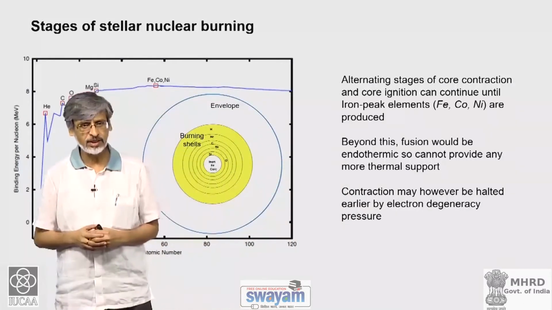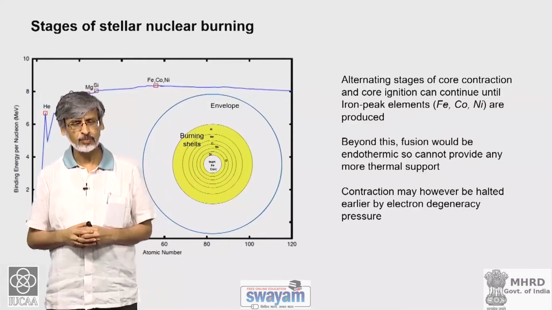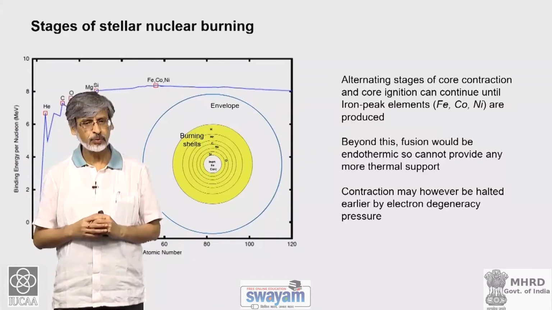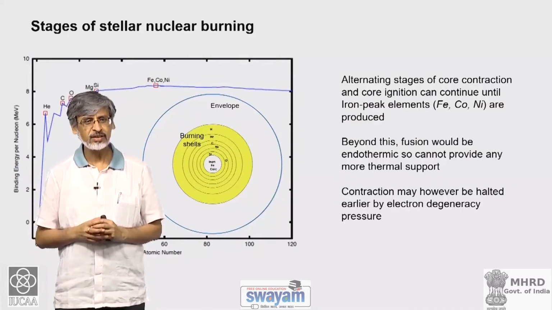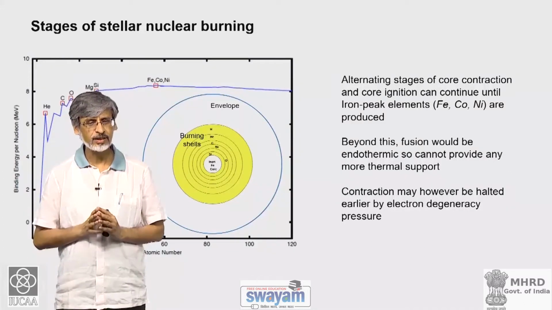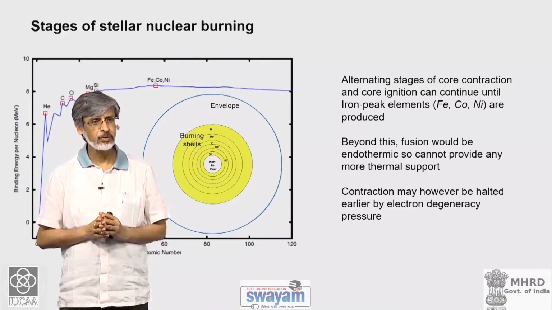All of these stages of nuclear burning are possible, but not in all stars. There are processes which can halt and disrupt this progression midway, and that role is played by what we know as electron degeneracy pressure.